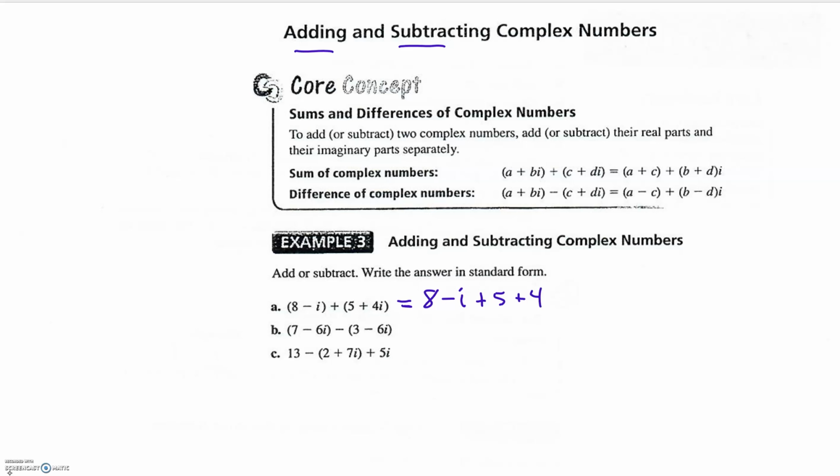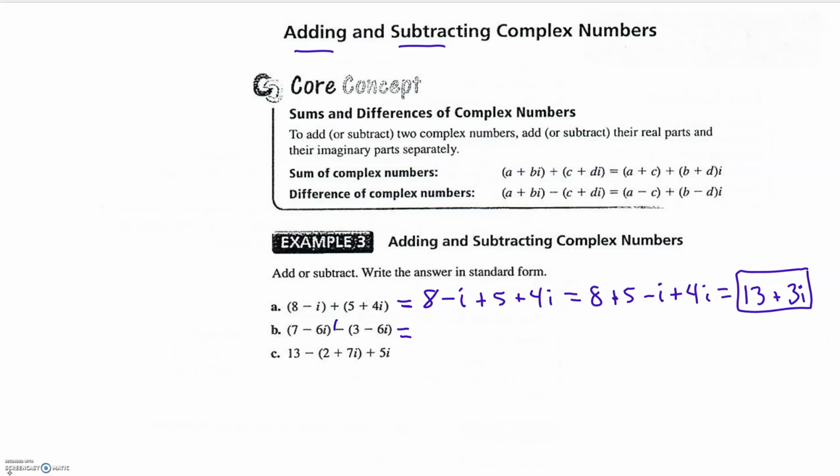I can take off the parentheses without doing anything. I'm going to switch the order a little bit, so I'm going to add the like terms. The 8 and the 5 will combine. The -i and the 4i will combine. So we have 13 plus 3i, and we're done. 13 plus 3i. That is standard form. The i term is last. The i is not a variable, but we treat it like one as we're adding and subtracting.